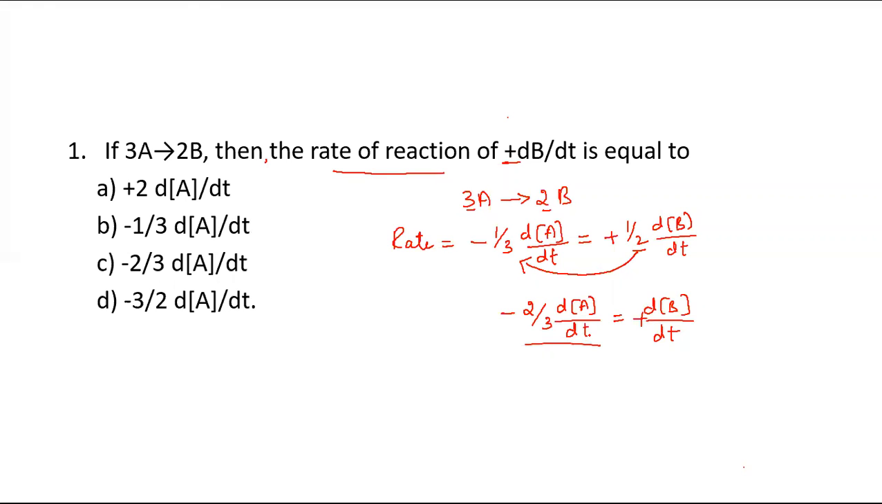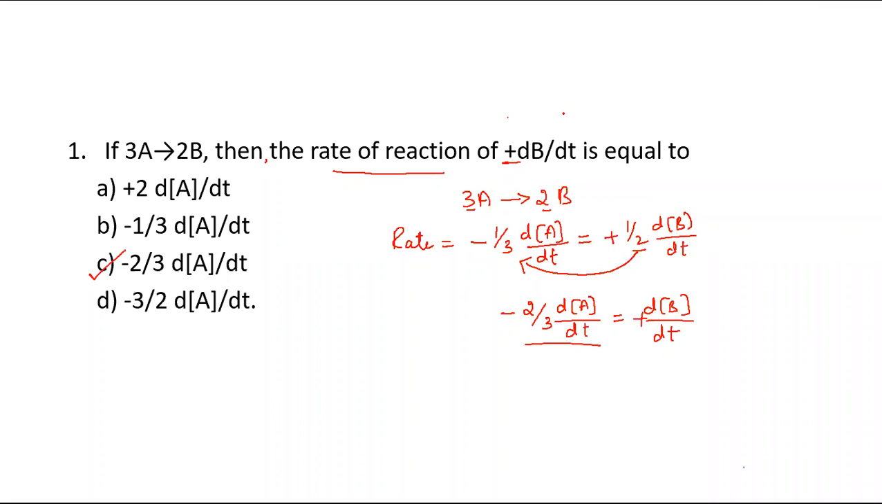Is there any option like that? In A there is plus 2, no. In B, minus 1 by 3. In C we have minus 2 by 3 dA by dt. Therefore, the right option is C. Okay, understood? Any doubts in this question? If you have any doubts, you can ask me right now, because once you understand, then only we can move on to the next question. This is a very basic and very easy question. You just have to compare the expression of the rate with LHS and RHS, or you can also say with reactant and product. Understood?